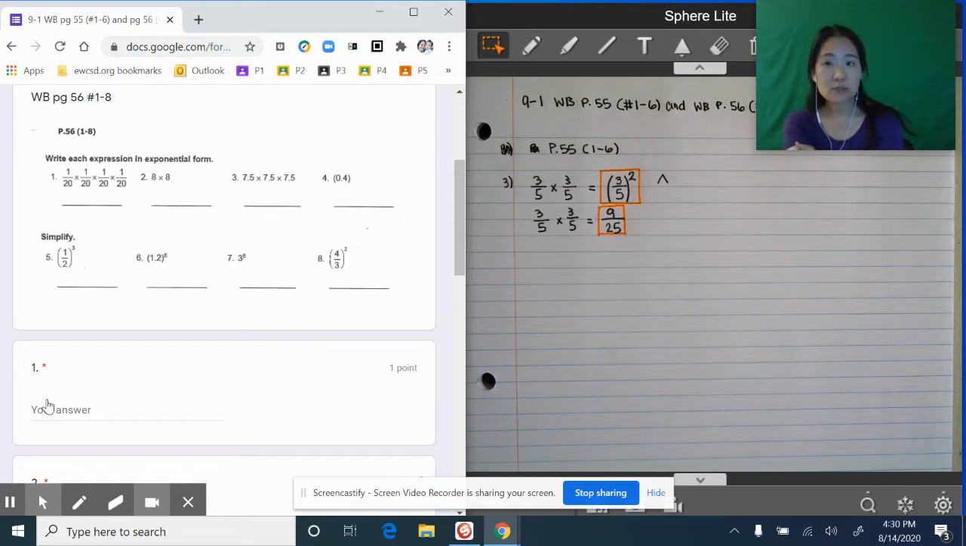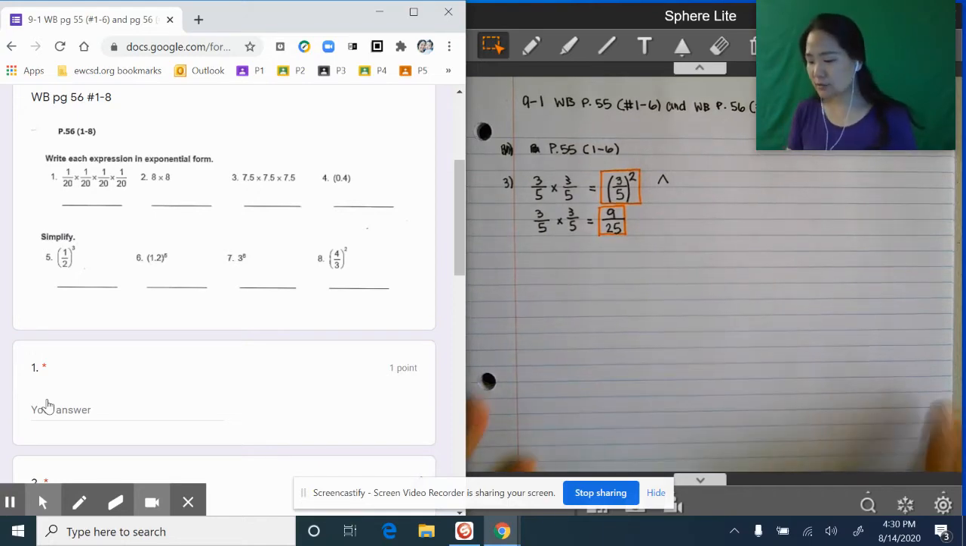Page 56 has 2 parts. It's no longer asking you to do 2 different things per problem. Numbers 1 through 4 say write the expression in exponential form. That's all you need to do. And then 5 through 8 say simplify. Okay, we'll get to that when we actually do the problem.